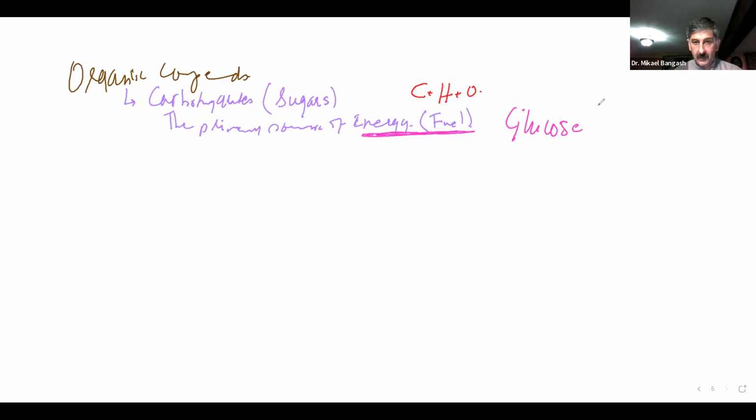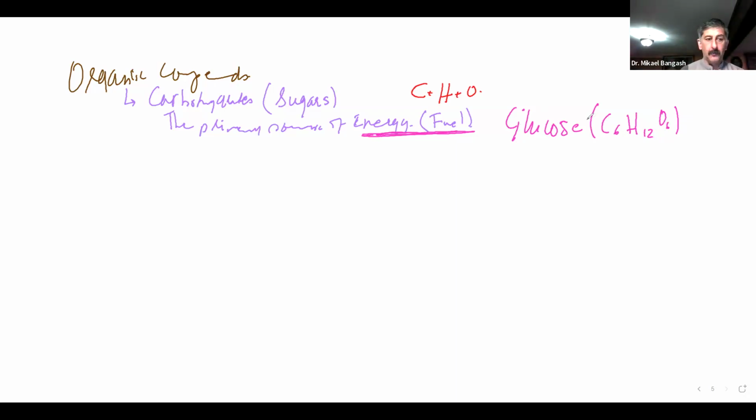So chemically speaking, we can say the chemical formula for the molecule glucose has 6 carbons, 12 hydrogens, and 6 oxygens. This is the straight chemical formula for the sugar or carbohydrate known as glucose.